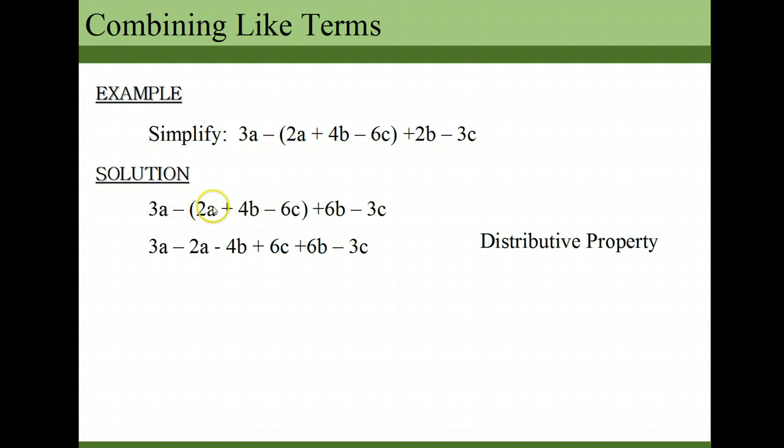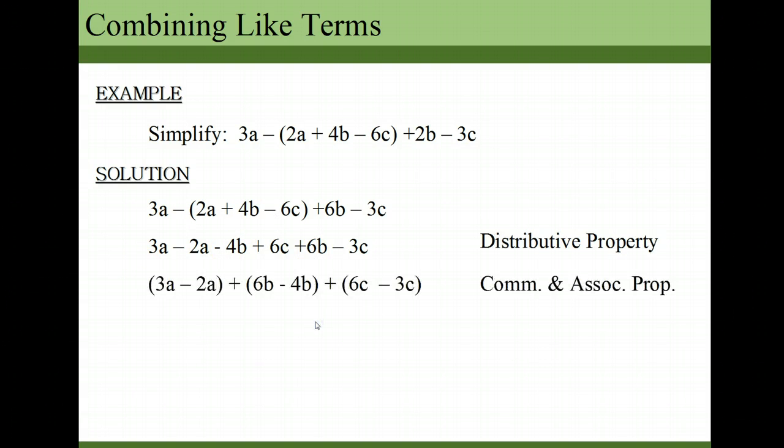So this positive 2a becomes a minus 2a. This positive 4b becomes a negative, since negative times positive is negative. This negative 6c becomes positive, since negative and negative makes positive. Remember that the negative just does what? Changes the sign of everything on the inside of the parentheses. Okay. Once we have that done, we can now try to use commutative and associative properties to reorder everything.